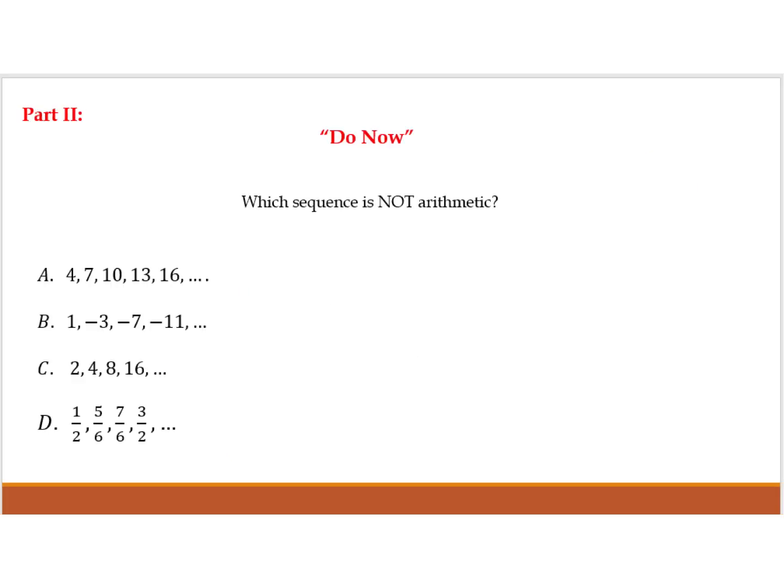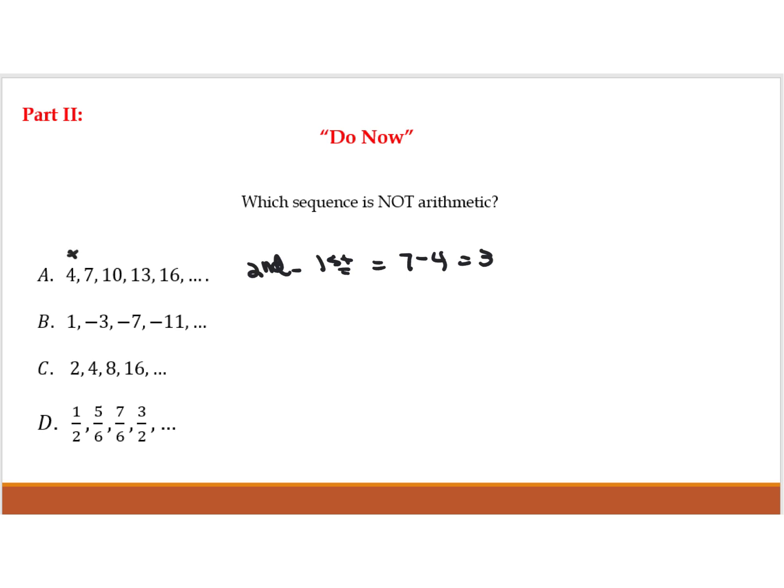Which sequence is not arithmetic? To prove that it is not arithmetic, I have to find the common difference for each problem. On answer A, I'm going to take the second term and subtract the first term, and that's going to give me 7 minus 4 is 3. So I'm going to check to see if this is arithmetic by adding 3 to each term.